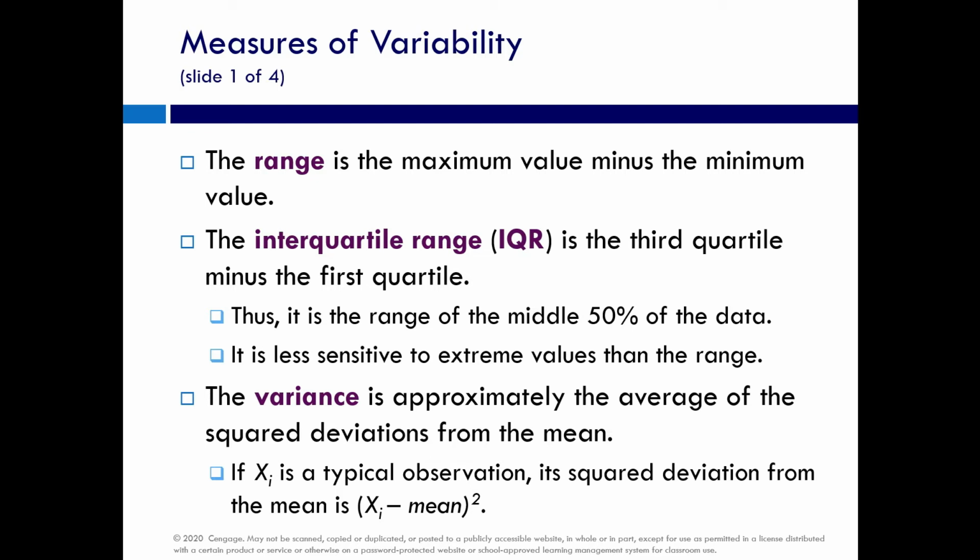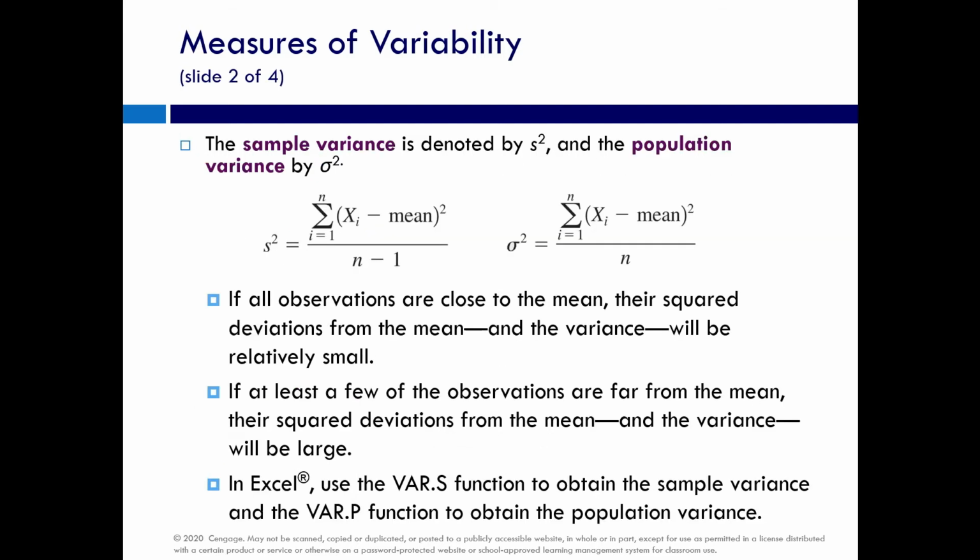the average of the squared deviations from the mean. If xi is a typical observation, its squared deviation from the mean is (xi minus the mean) squared. The sample variance is denoted by s squared, and the population variance by sigma squared. If all observations are close to the mean, their squared deviations from the mean will be small, and the variance will be relatively small. If at least a few of the observations are far from the mean, their squared deviations from the mean will be large, and the variance will be large.